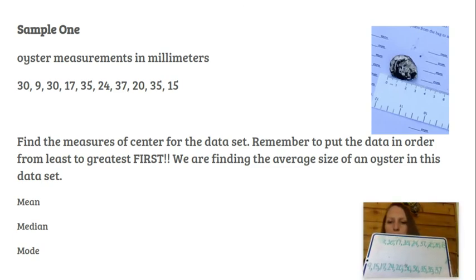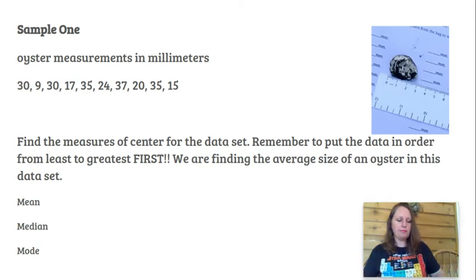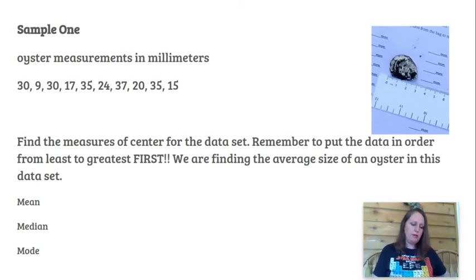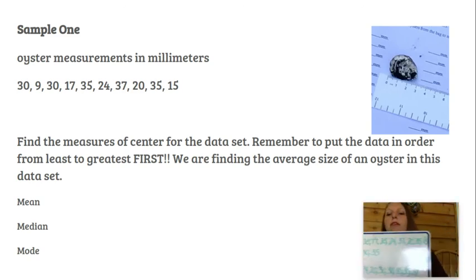So as I'm looking at it, 35 appears twice and so does 30. There isn't any number that appears 3 times. So because they both appear 2 times, we have 2 modes for this data set. It's kind of like they're in a tie. So my mode is 30 and 35. And you just write that like this, with a comma there.